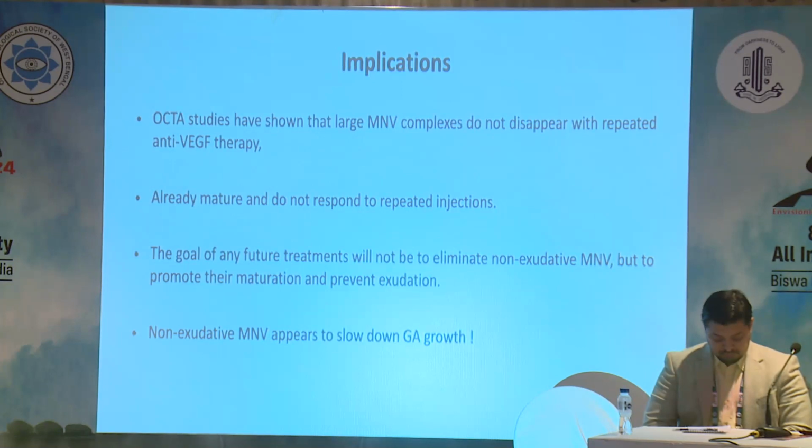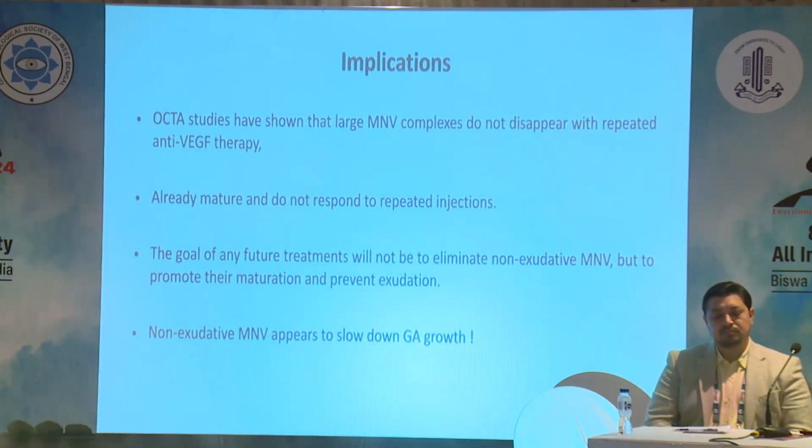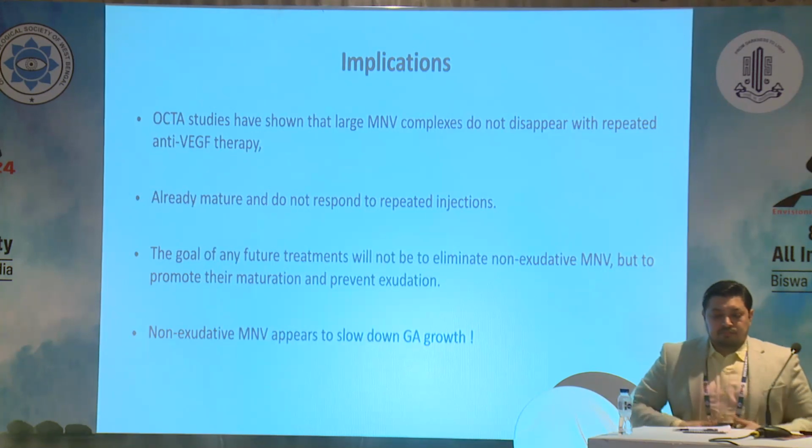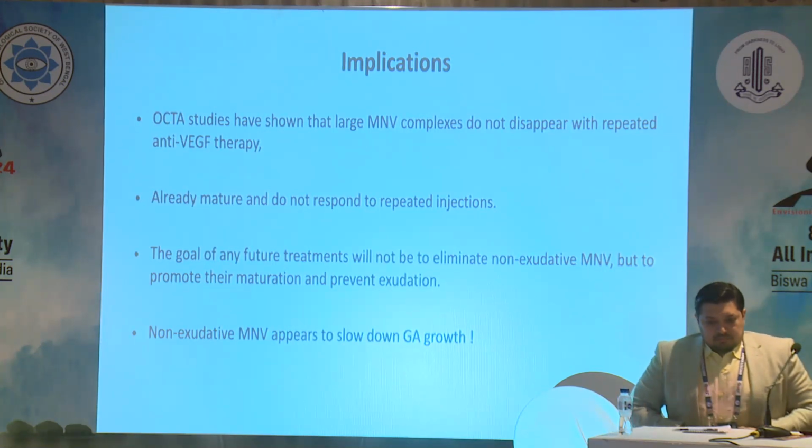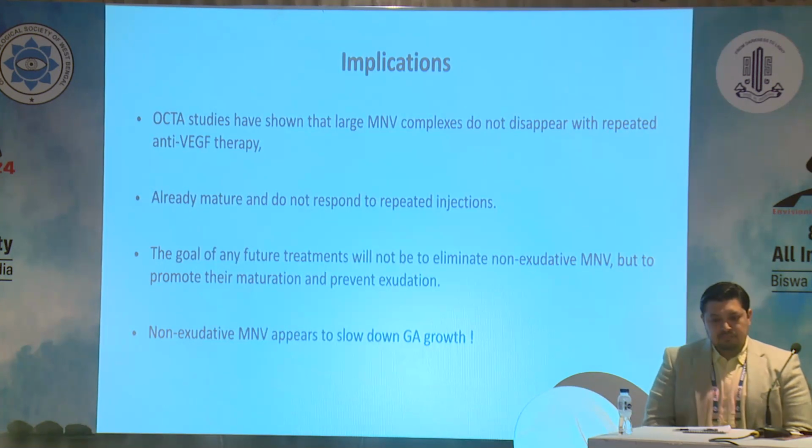So just my final few slides. OCTA studies have shown that large MNV complexes do not disappear with any treatment. Hence, there is no need to give anti-VEGF agents. Sometimes these membranes are also protective. They prevent the development and the progression of geographic atrophy. Hence, further no need for treatment, and most of these membranes are already matured also. The goal of future treatment will not be to eliminate these membranes, but to promote their maturation and prevent the exudation. So not anti-VEGF, but maybe some other form of treatment may come in future.